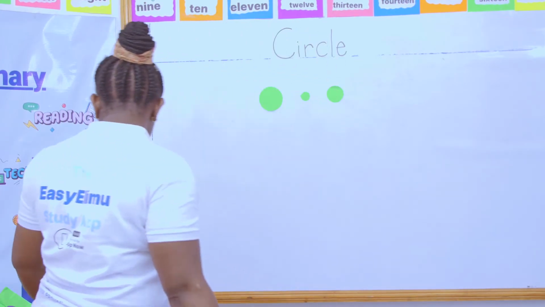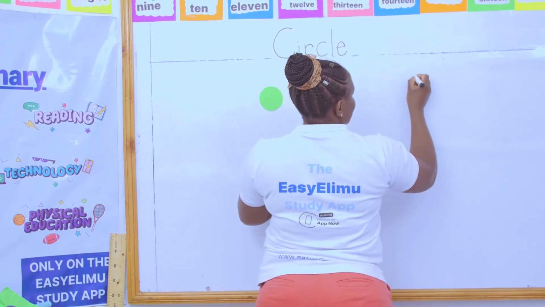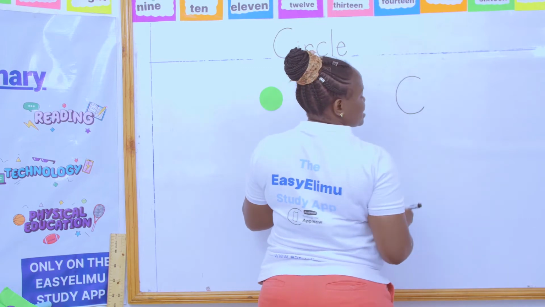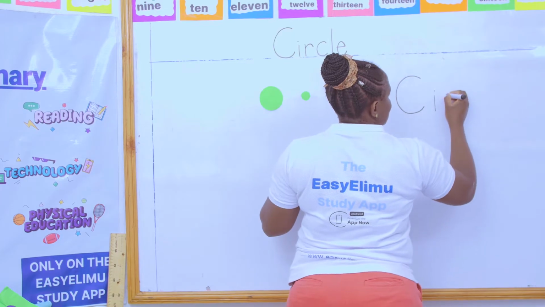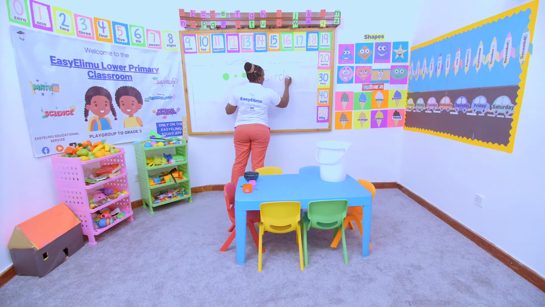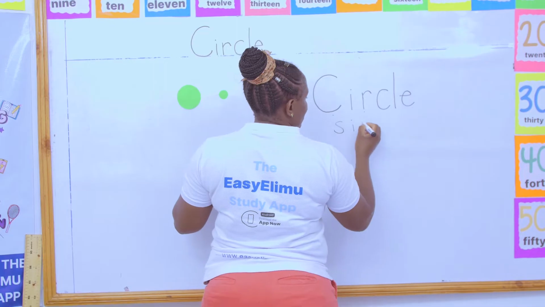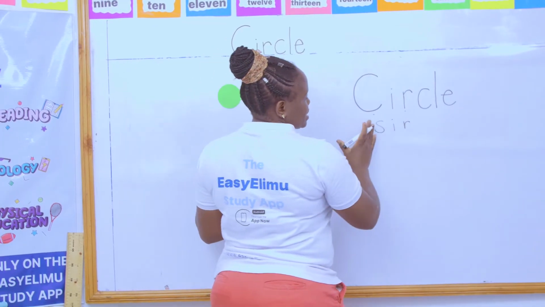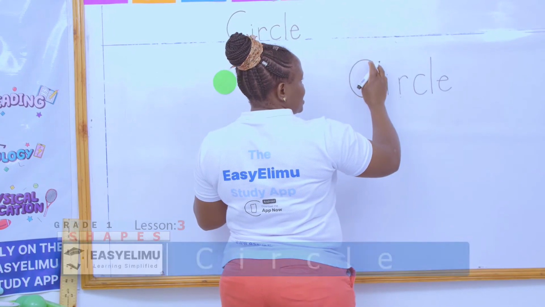So how do we write this word circle? The word circle is written with a k. Say k. So we say sa, sa, k. That's the word sa when you're referring to a male teacher. But now for this one, you say with a k because circle is made using a curved line.